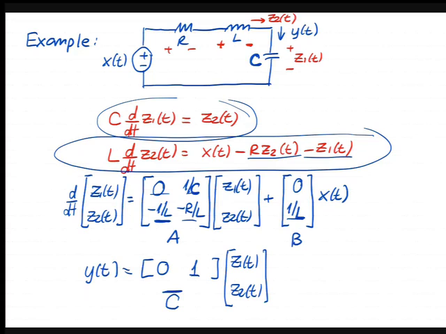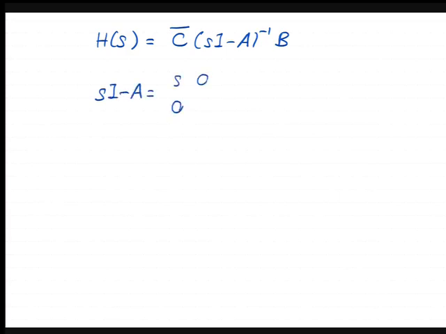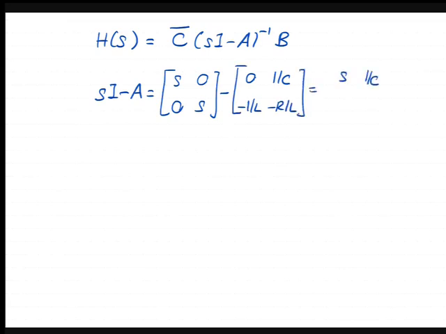All right, so if I ask you now the transfer function, our formula would be C bar times sI minus A inverse times B. So given the form of A, sI minus A is going to be s 0, 0 s minus A, and A was 0, 1 over C, minus 1 over L, and minus R over L. So when you do the subtraction, you're going to get s, 1 over C, 1 over L, and s plus R over L. Okay? And then you need to invert this, right?